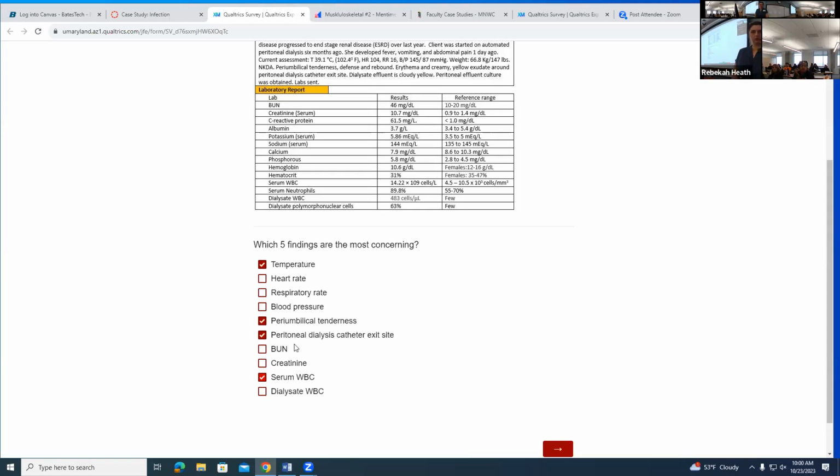What does 'few' mean? That was confusing to me too. I'm like, what's few? 2, 3, 7? Few means like a handful. Anything more than a few will be on here. 63% is a lot.